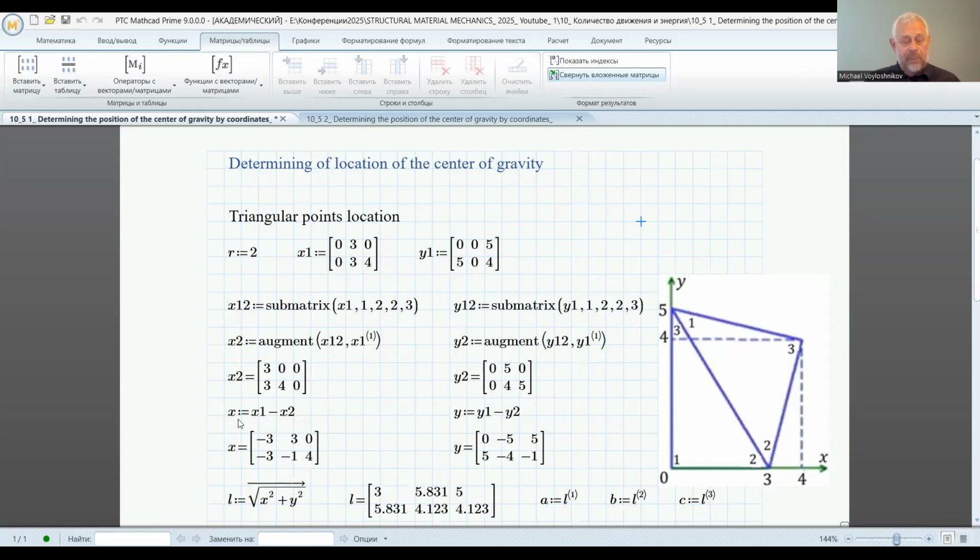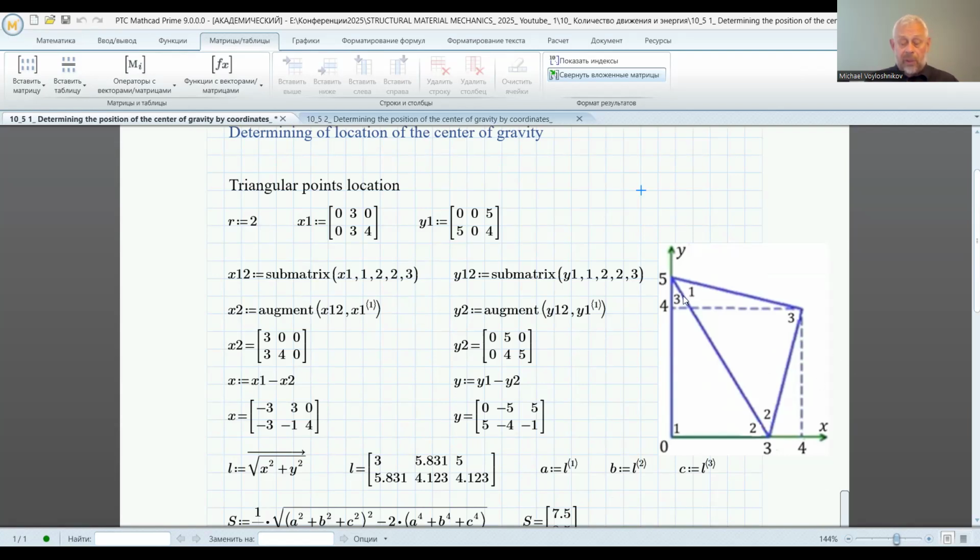Next, we find the projection of the sides on the coordinate axes, the abscissa axis and the ordinate axis, by the difference of these two matrices. From matrix x1, we subtract the matrix x2. From matrix y1, we subtract matrix y2. And we get the matrix of the projections on the axes of the lengths of all sides of the triangles. So we have two triangles, each with three sides, so we have 6 elements.